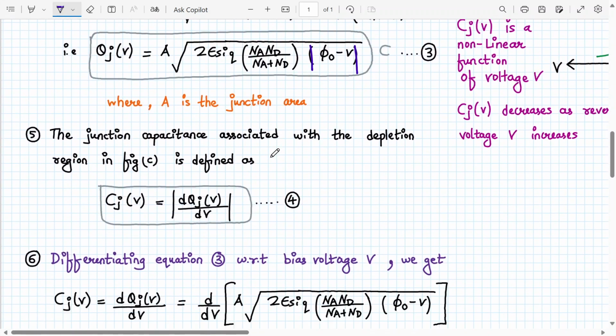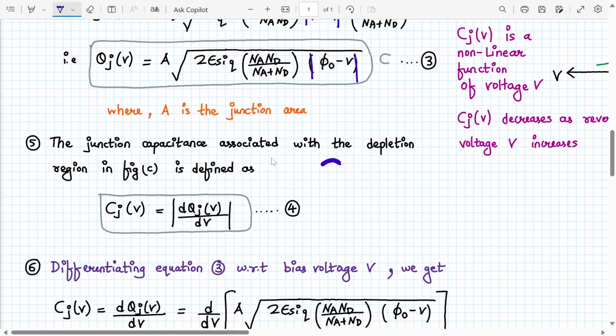Now the junction capacitance as a function of voltage is defined as the rate of change of charge. Normally we write dq as C dV, right? Rate of change of charge is with respect to capacitance, which is a constant, times the rate of change of voltage. So Cj of V will be mod of dQj of V upon dV. So we have to differentiate equation number 3 with respect to dV.